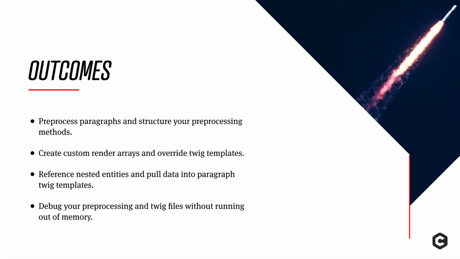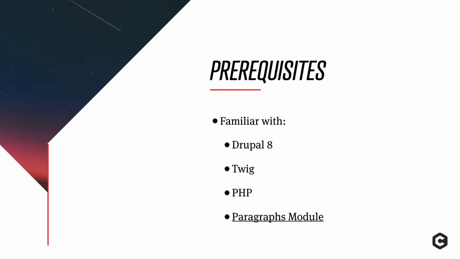A few learning outcomes. This is what I hope everyone takes away from our session today. First is that you'll be able to pre-process paragraphs and structure your pre-processing methods. We'll be going through some custom render arrays and how we override the Twig templates. We're going to talk briefly about reference nested entities, like node references or taxonomy references. How do we pull that data into our Twig template for paragraphs? And finally, debugging our preprocessing and our Twig files without running out of memory or encountering the white screen of death.